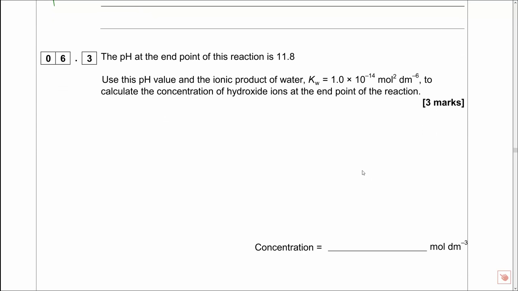Okay, the pH at the end point of this reaction is 11.8. Use this pH value in the ionic product of water, Kw equals 1 times 10 to minus 14 mol² dm⁻⁶, to calculate the concentration of hydroxide ions at the end point of the reaction.